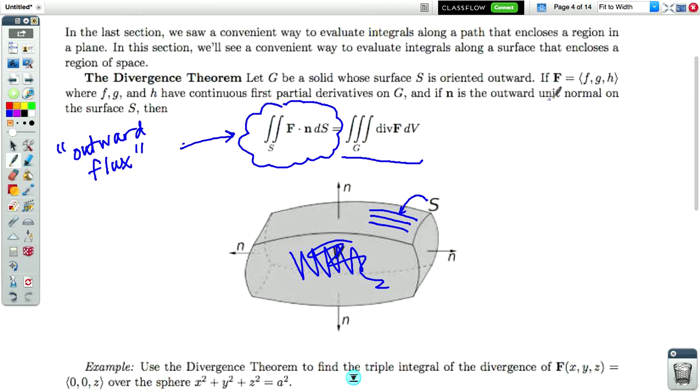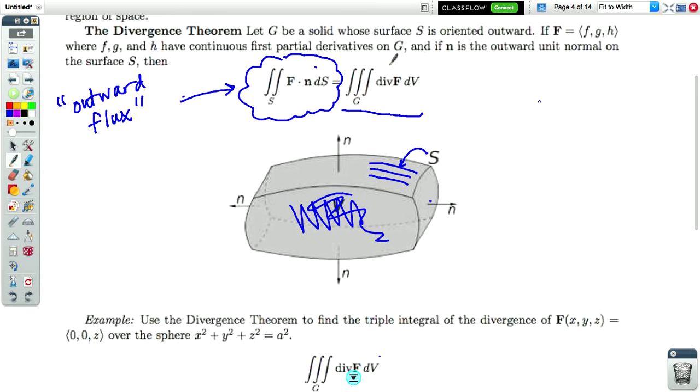So if we have a vector field and all of these other conditions are met, so f, g, and h, these three component functions, have continuous partial derivatives, basically everything is friendly, and you have this outward unit normal, then this dot product of the vector function with the outward unit normal is the same as converting this to a triple integral of just the divergence. And this thing is called the divergence theorem.